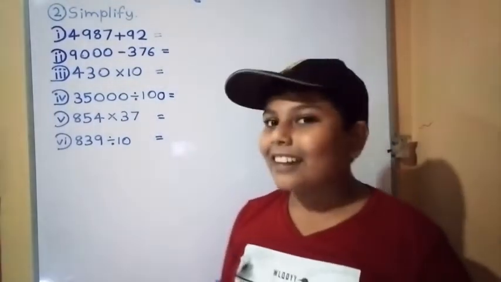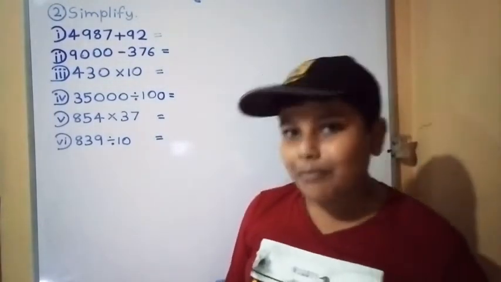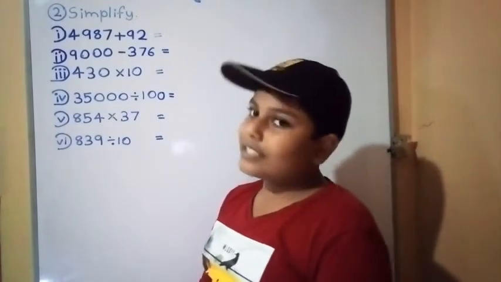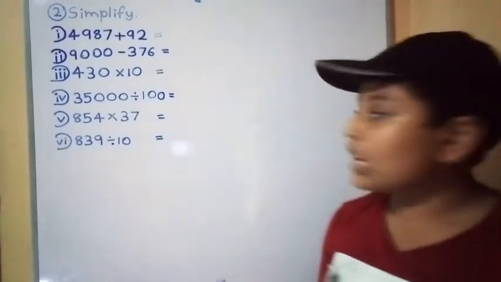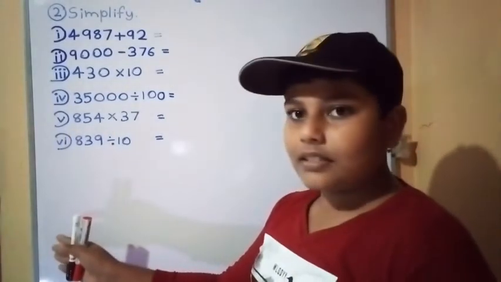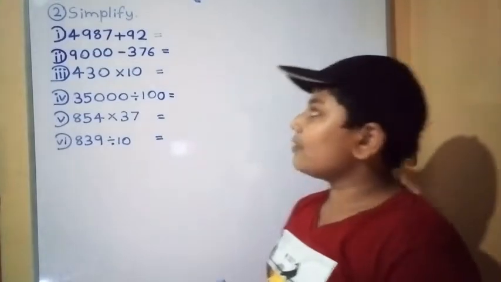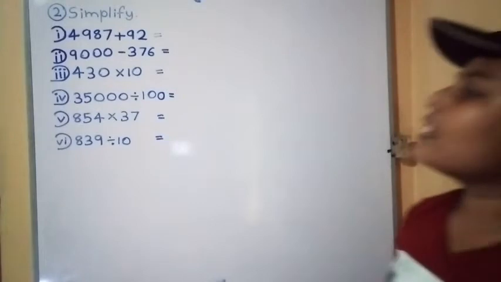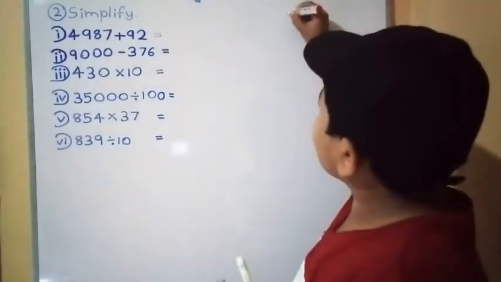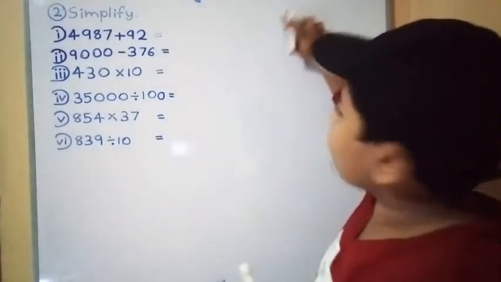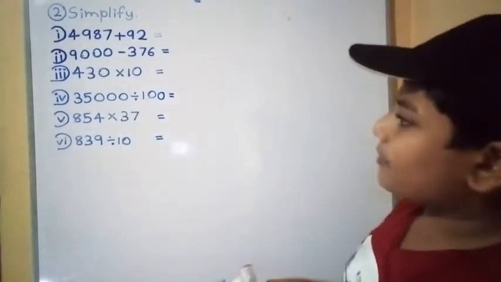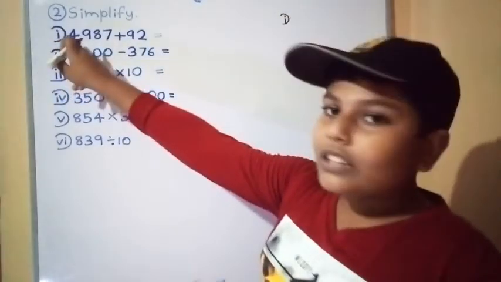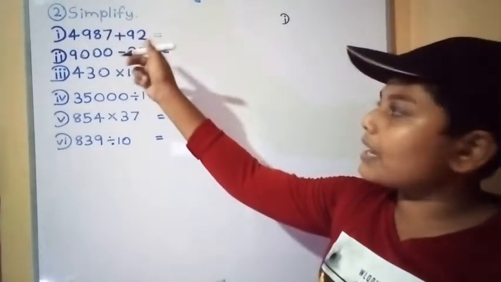Alright, this is your second question in this paper part 2, grade 6 guys. The second question is simplify. Now, you have 6 questions to simplify, right? Now, let's simplify. Now, the first one. Let's find the answers for that, right? Let's discuss. Now, the first one, 4987 plus 92.